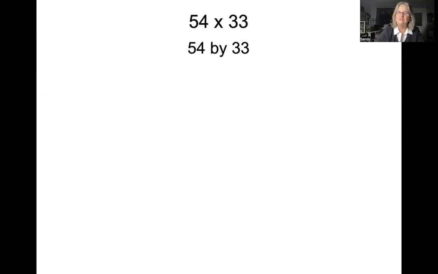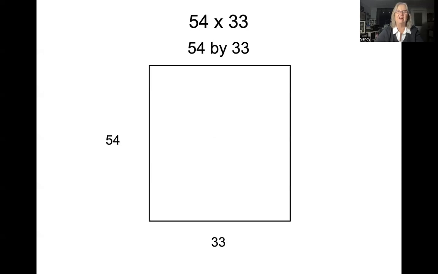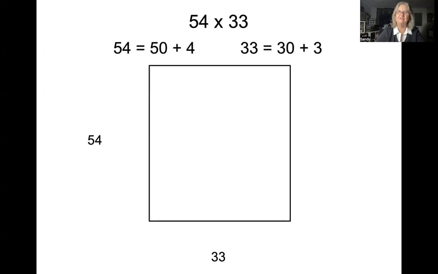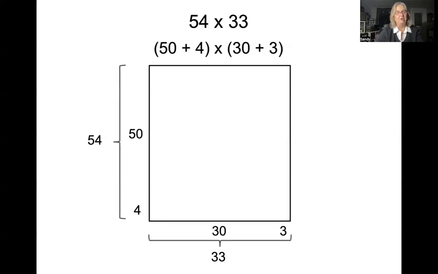Here, I'm technically doing binomial multiplication, a 2-digit by a 2-digit. I can think of it as 54 by 33. How do I want to think of 54? 50 and 4. 33 is 30 and 3. I'm going to make some cuts to this so that I'm going to find the area of each of those sections. And once I find that area, I get the total.